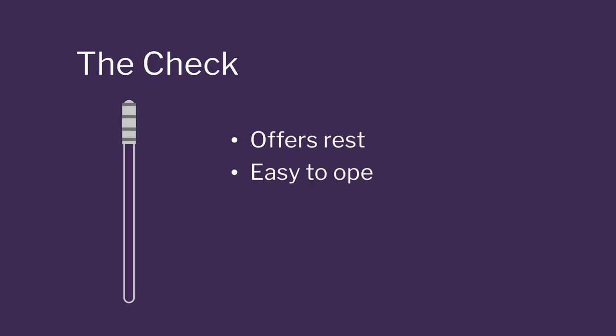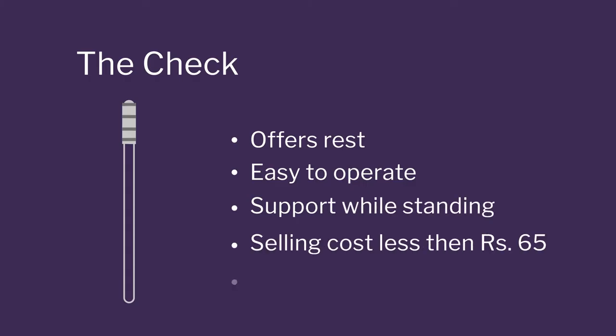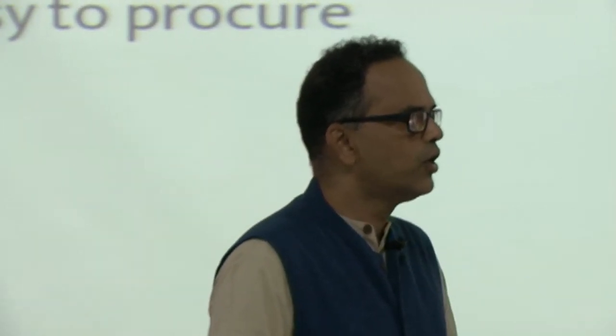Then we have easy to operate. I told you we can become more specific there. Support while standing, selling cost less than 65 rupees, and easy to procure. Easy to procure again is very misleading. We need to be more specific there, but maybe if I'm a design student, I'll also write what it means to be easy to procure. Maybe I must use local manufacturing techniques. I must say that you should use local systems. You must have orders which are in large quantities so that the cost is less.